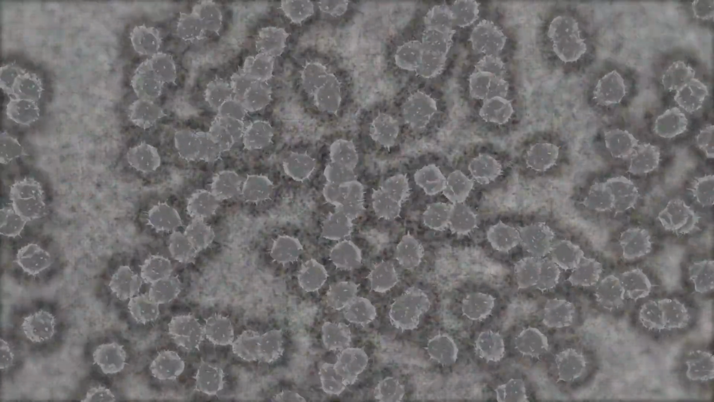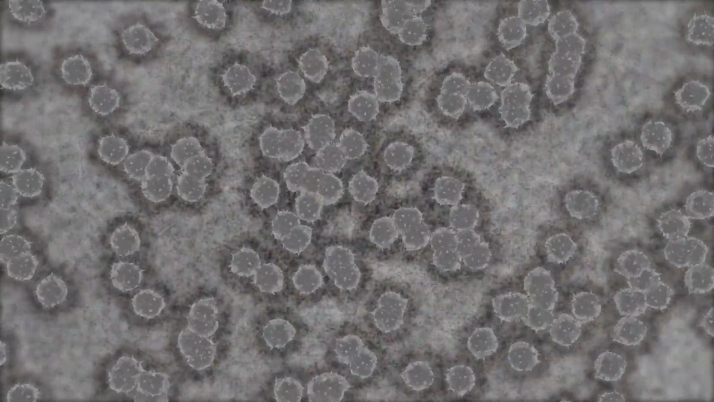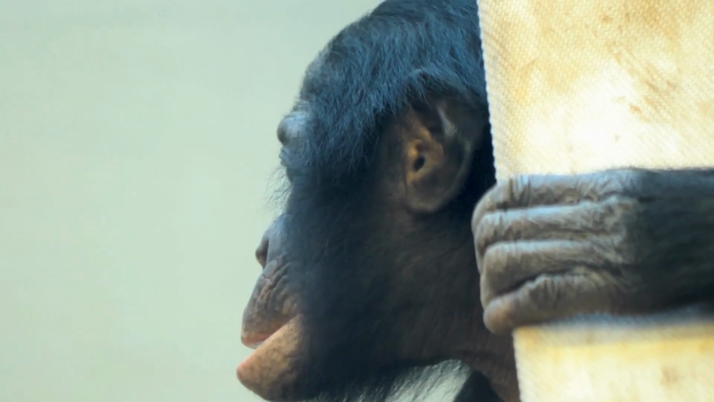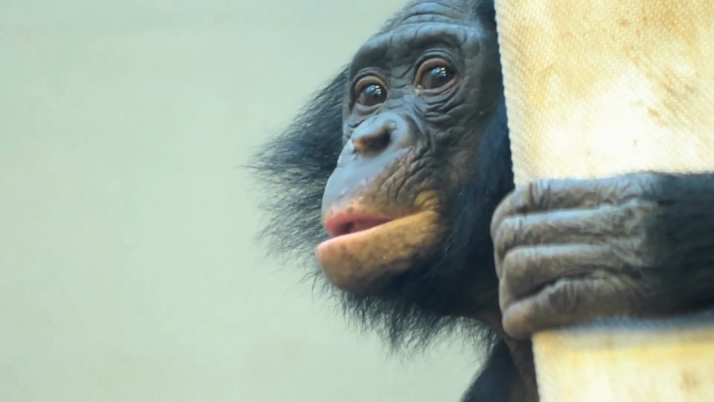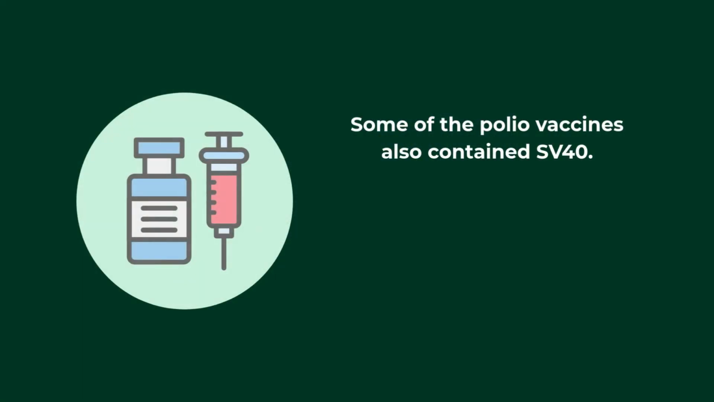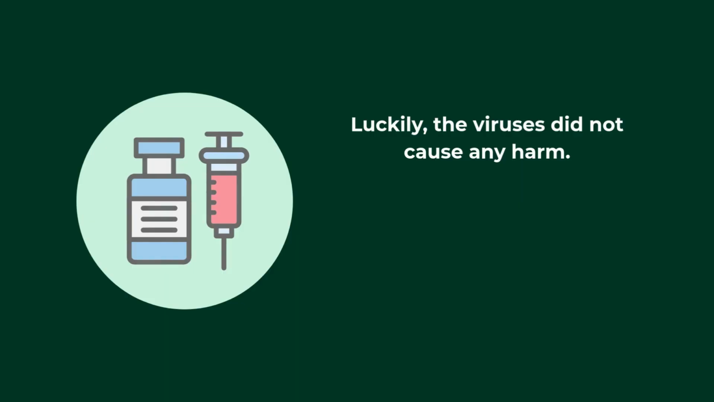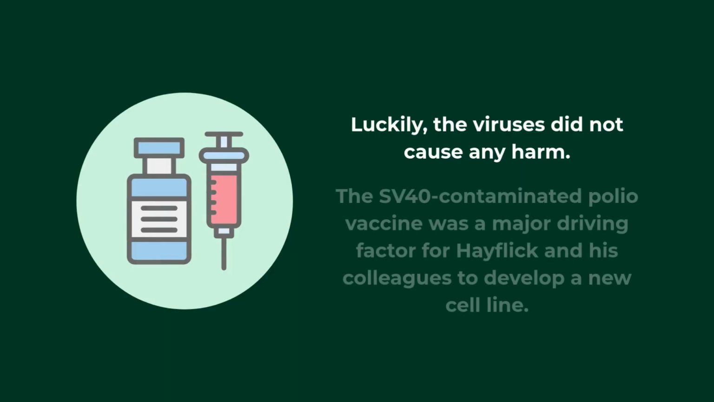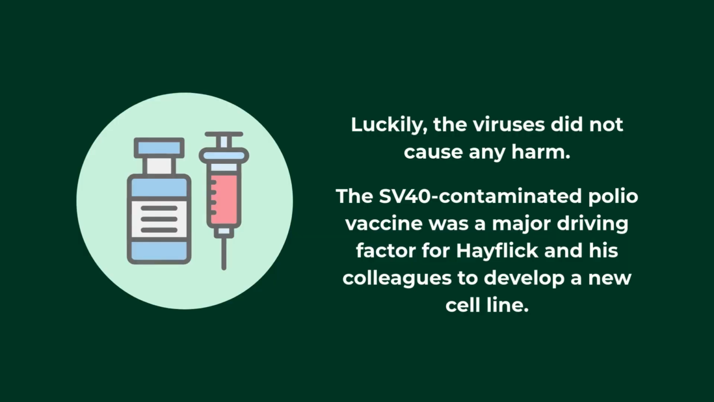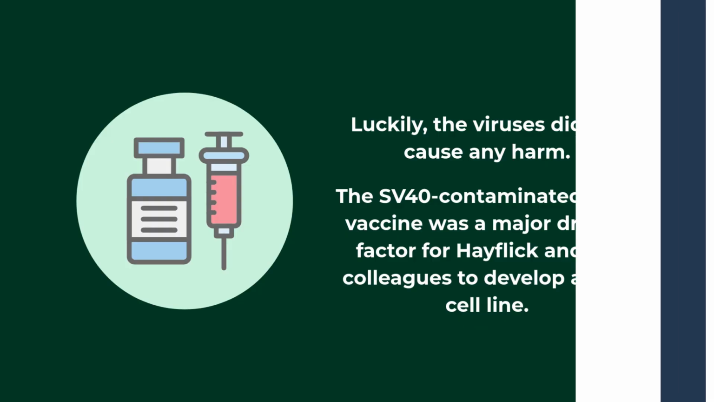In the 1950s and 1960s, the polio virus used to make polio vaccines was grown in monkey kidney cell lines, and some of the monkeys were infected with simian virus 40, also known as SV40. This meant that some of the vaccines also contained SV40. As soon as scientists became aware of the contamination, they actively tried to determine whether these viruses in the polio vaccine caused harm. Luckily, they didn't, but that was not known at the time. In the end, the SV40 contaminated polio vaccine was a major driving factor for Hayflick and his colleagues to develop a new cell line.